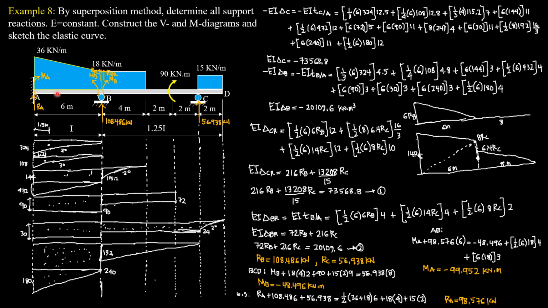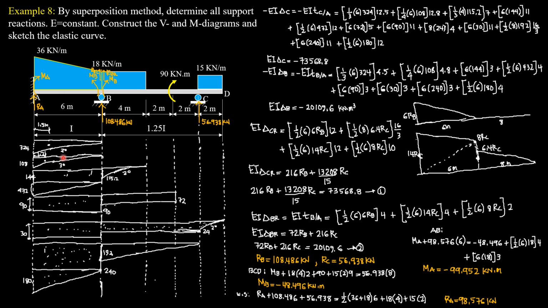We have a fixed support at A. So that's why we use the area moment concept in solving these problems. We will divide this trapezoidal loading into two parts. We have the rectangular loading of 18 kilonewton per meter, and for the triangular part, 36 minus 18, so 18 kilonewton per meter.